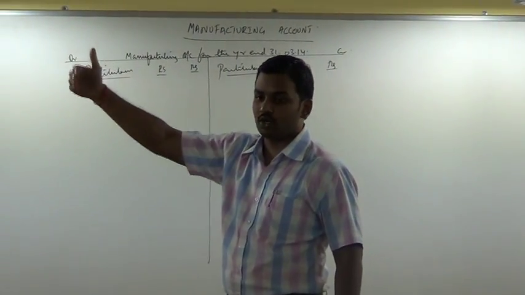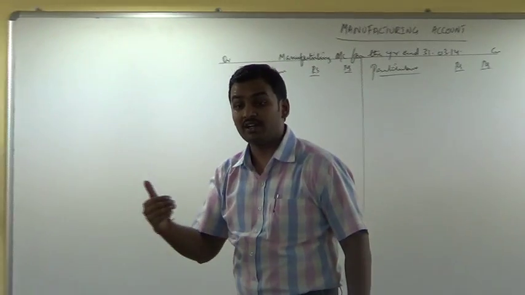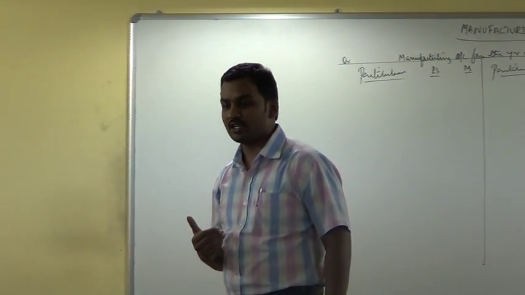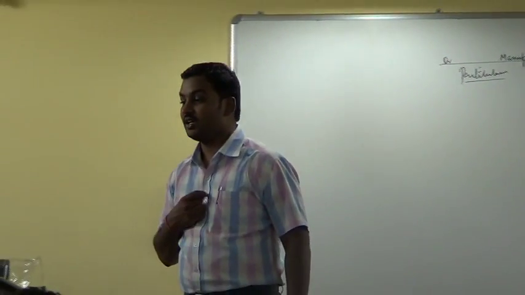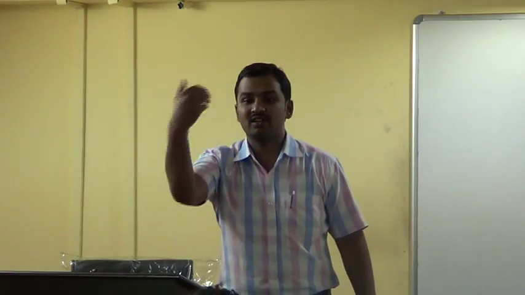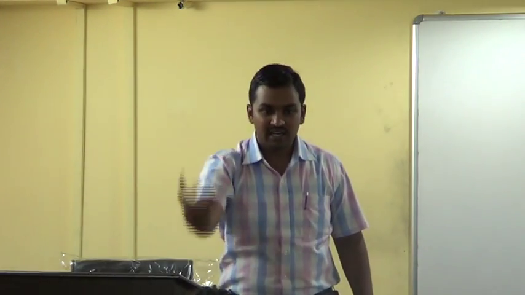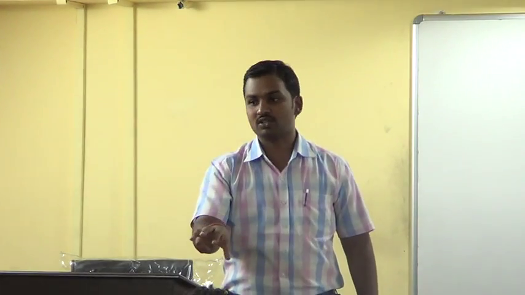If you know your cost of goods sold, you can match it to sales to calculate gross profit. Are you able to understand? So in the case of a manufacturing concern, they would like to know what is the cost of production of finished goods produced during the year. How much expenditure we have incurred on raw material, labor, expenses to make the finished goods. To know that cost of production, we are going to prepare the manufacturing account.